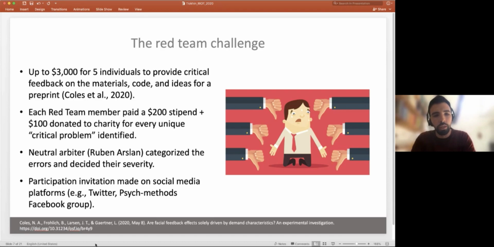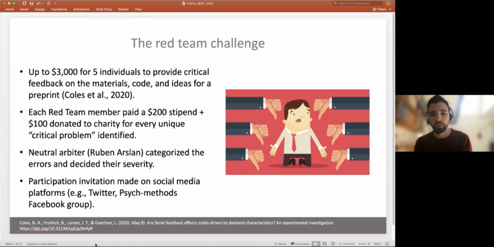And so we recruited 5 individuals. I'll tell you a little bit about how we did that in a second. And we paid each of them a $200 stipend just for their work, regardless of whether they found errors. And then on top of that, we said we'd donate $100 to charity for every unique critical problem that they identified. And so we had somebody not involved in the paper, Ruben Arslan, categorize the errors and determine their severity. He was supposed to be a neutral arbiter here because he had no stake in whether or not it was an error. It wasn't his money, anything like this.